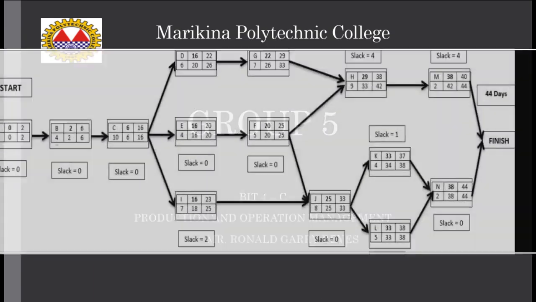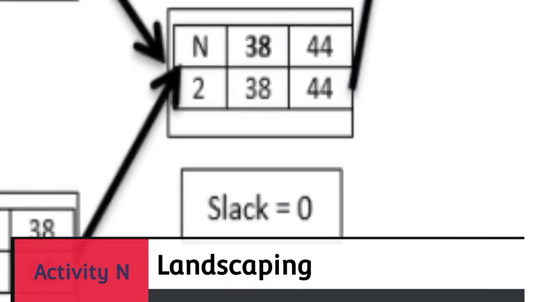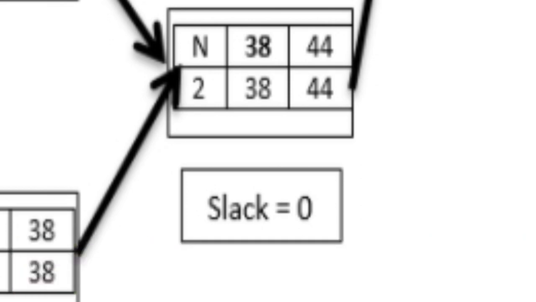Next, after completing both the interior and the exterior fixtures, the landscaping should be accomplished next, having an estimated time of 2 days, an early start of day 38, a late start of day 38, an early finish of day 44, and a late finish of day 44. This activity doesn't have any slack.